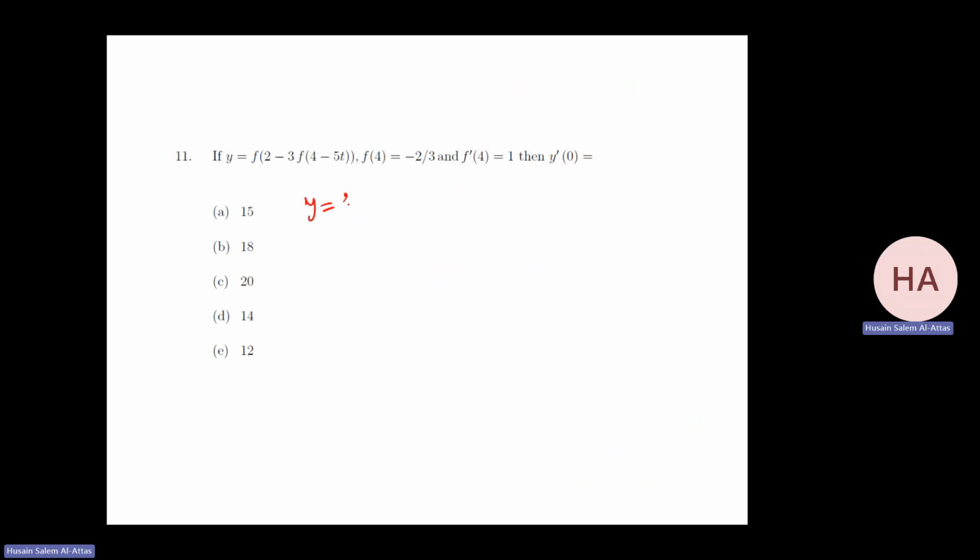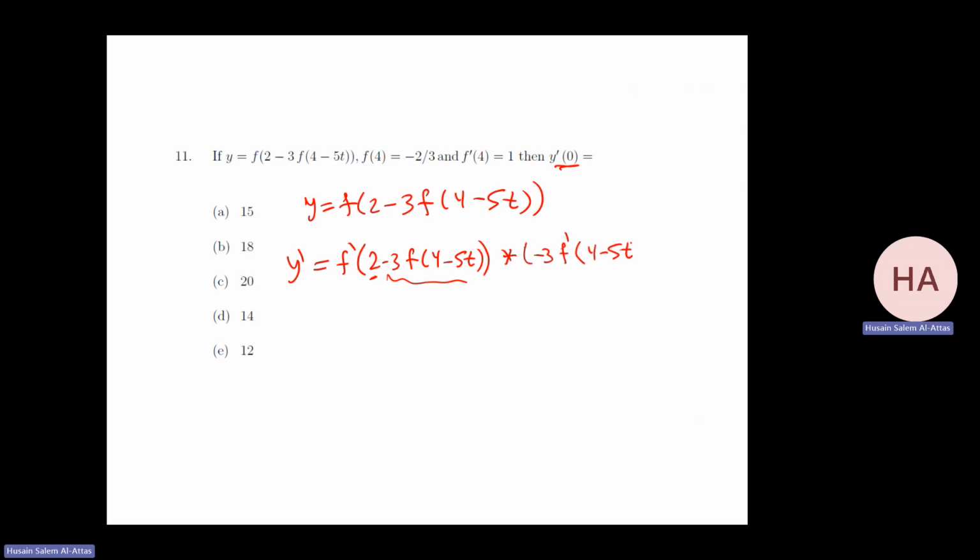I have y is f of 2 minus 3 f of 4 minus 5t. This is my y. Okay, so what is y prime? I need y prime. It will be f prime of all of this, times the derivative of this. The derivative of 2 is 0. The derivative of that is minus 3 f prime of 4 minus 5t, times the derivative of this, which is minus 5. Now substitute y prime at 0. It will be f prime at 2 minus 3, this is 0, f of 4, times minus 3 f prime at 4 times minus 5.